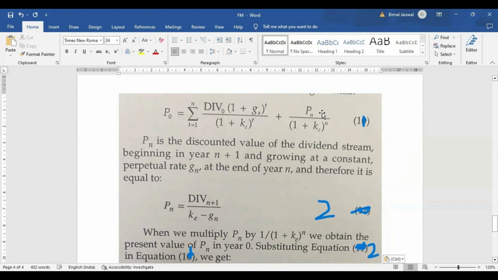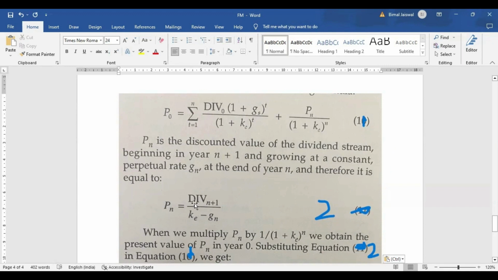Here the growth is supernormal. Now PN is the discounted value of the dividend stream beginning in the year N+1 and growing at a constant perpetual rate GN at the end of the year N. Then, let us see how we can write the value of PN.